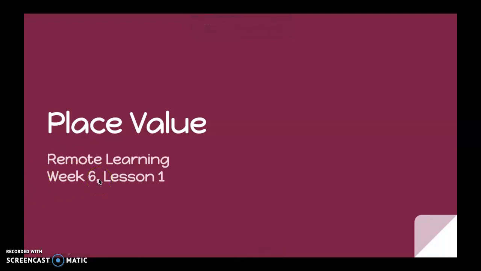This week, we are going to talk all about place value. We have talked a lot about place value during first grade, but we have not talked about it in a long time. So we are going to review what we have learned about place value this year, because in second grade, you have to know a lot about place value.